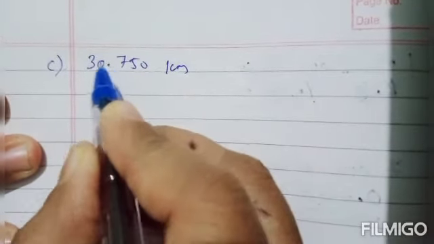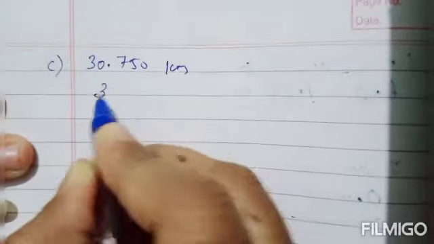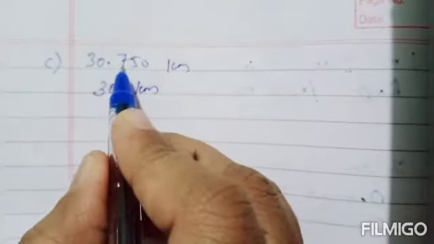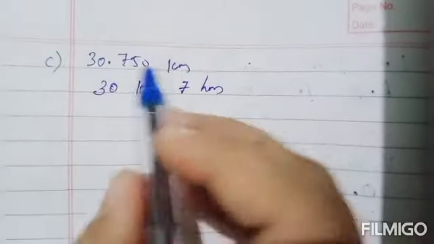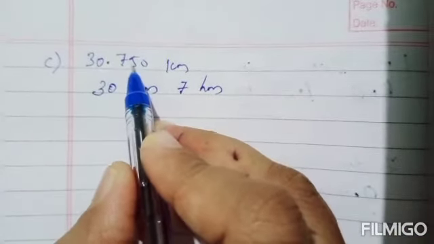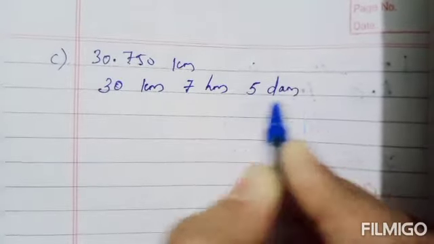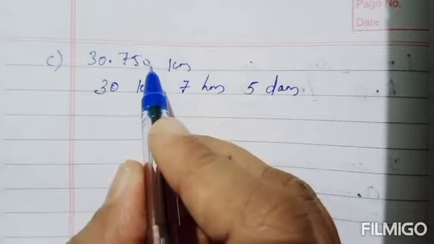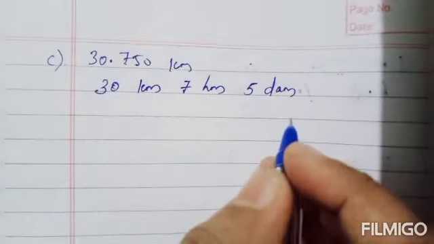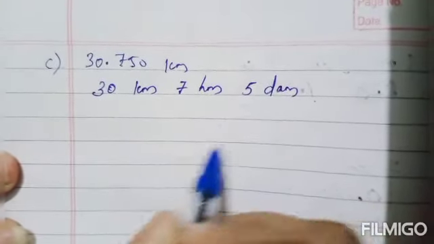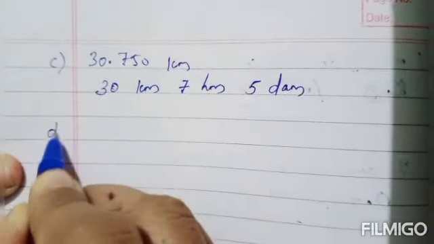So here before the decimal point 30 is coming, so it is 30 kilometer. Now after the decimal point 10th place 7, so 7 hectometer. Next 5. 5 is coming in 100th place, so 5 decameter. Now 0 is coming in meters place, so no need to write 0 meter. Okay, 30 kilometer, 7 hectometer, 5 decameter. This is the answer.